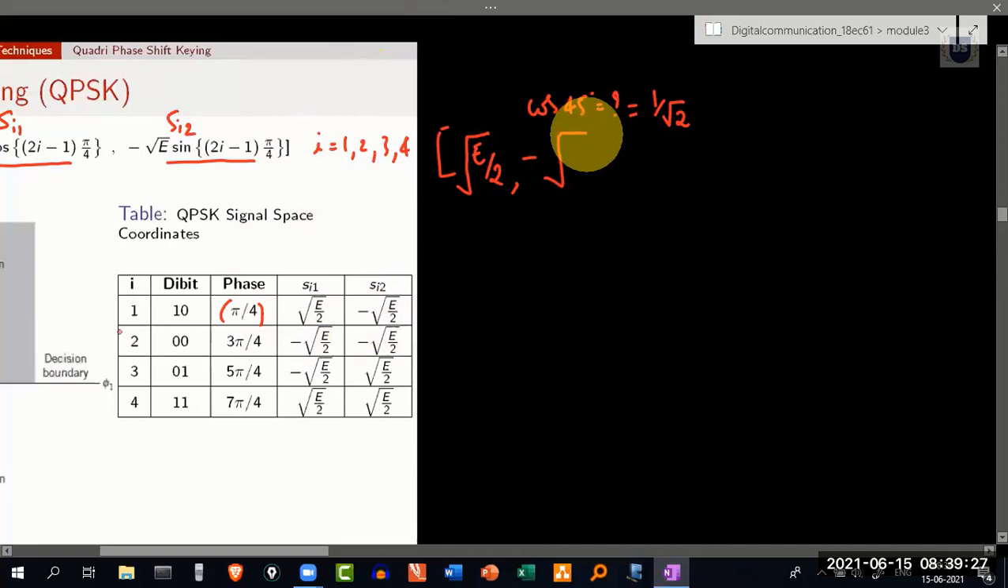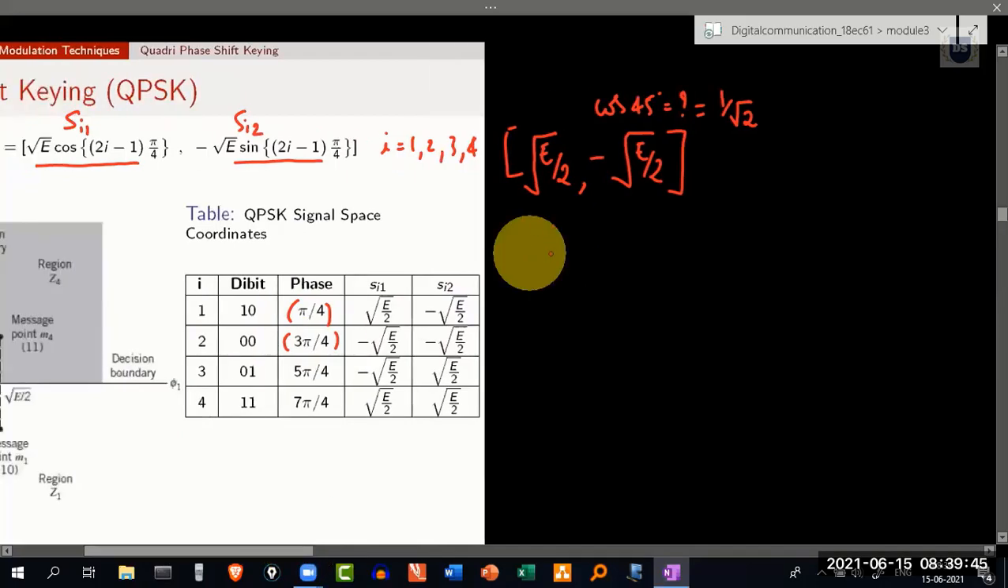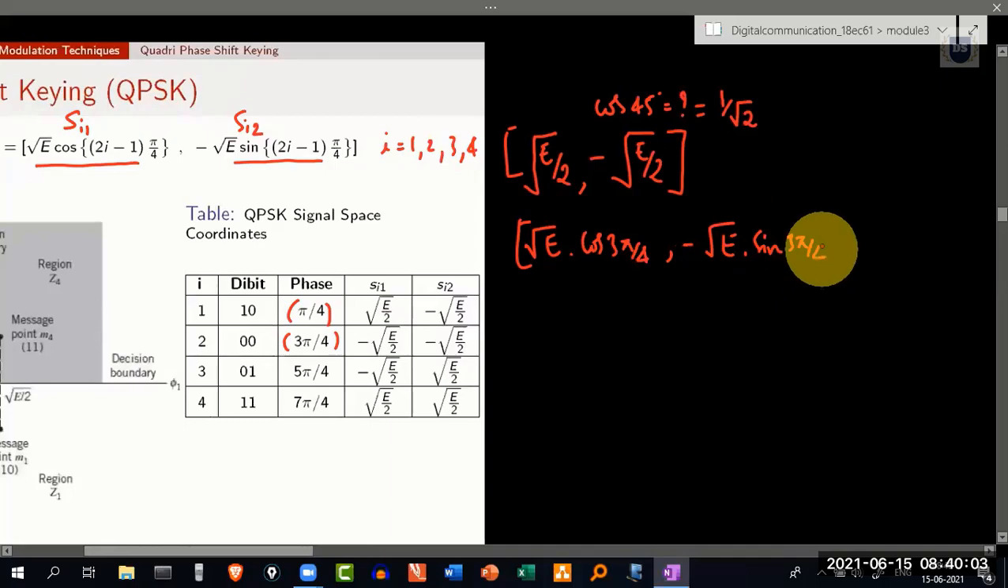So for my second value of I, which is 2, I'll be using the bit 0, 0, and the phase value associated with it is 3 times pi by 4. If I substitute the corresponding value into this function, I'll get square root of E times cos 3 pi by 4 as my first point, and the second point will be equal to minus square root of E times sine 3 pi by 4.